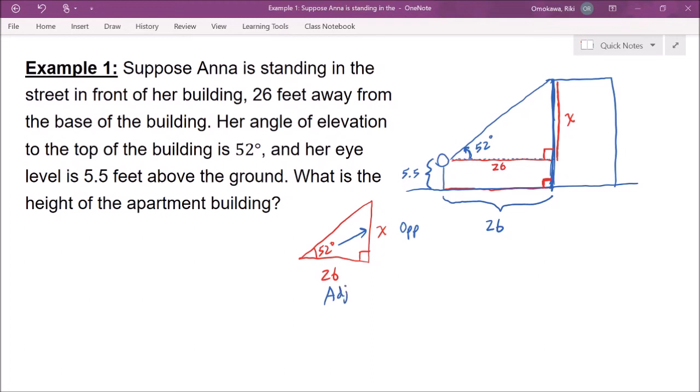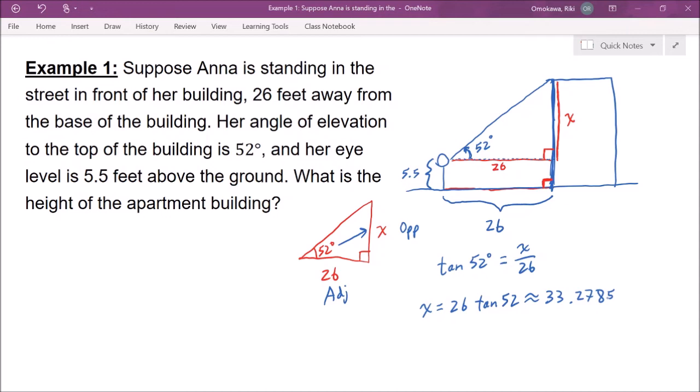And which ratio uses opposite and adjacent? That's tangent, right? So we can set up an equation. Tangent of the angle, so 52 degrees, equals opposite over adjacent, so x over 26. And then if you multiply both sides by 26, you'll get x by itself. So x is 26 times whatever tan of 52 is, and you can even write it like this, 26 times tan 52. If you stick that in your calculator, you will get around 33.2785.